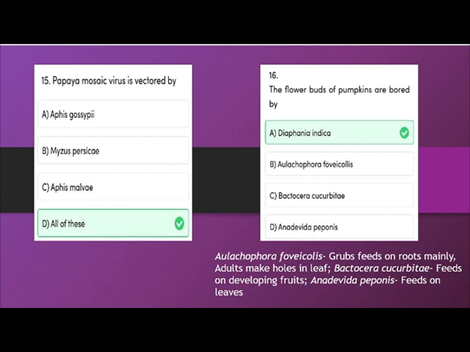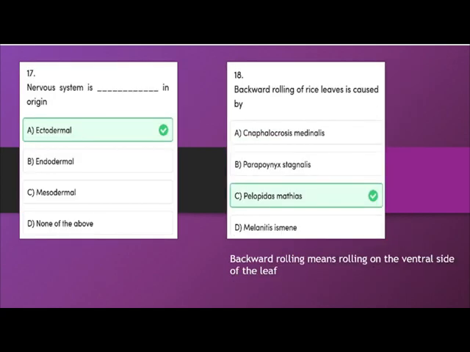Now come to the 16th question. The floral buds of pumpkin are bored by, and the answer is Diaphania indica. In case of Oulema/Aulacophora foveicollis, the grubs feed mainly on the roots, and the adults make holes in the leaf. Bactrocera cucurbitae feeds on the developing fruits, and Epilachna/Henosepilachna feeds on the leaves. Now come to the 17th question.